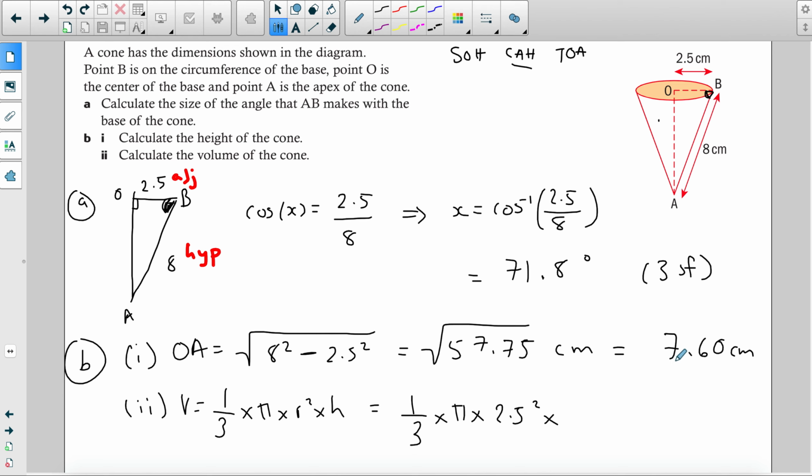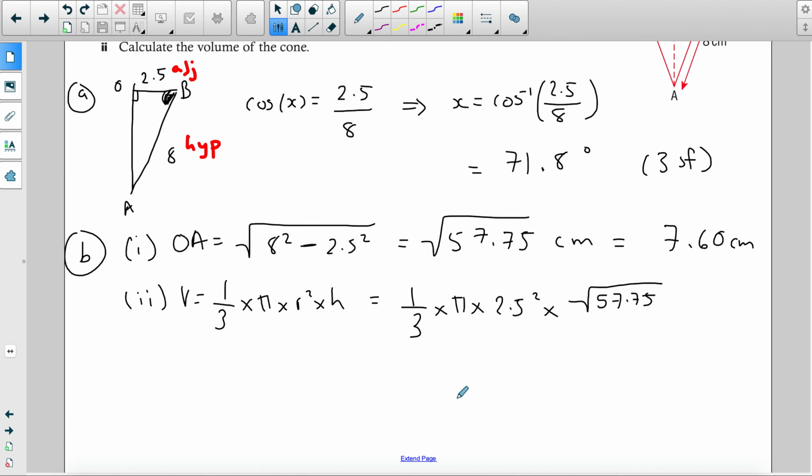And in this case, you can write 7.60, but this is a bit rounded, so it's much better to write more decimal places. Or you can use the unrounded value, or the surd as we call it, so the square root of 57.75. Your answer will still be correct, but it might round your number too much. So just keep it as accurate as possible. Add a few more decimal places, or just use the square root value, and that should give you 49.7 centimeters cubed, to three significant figures again.